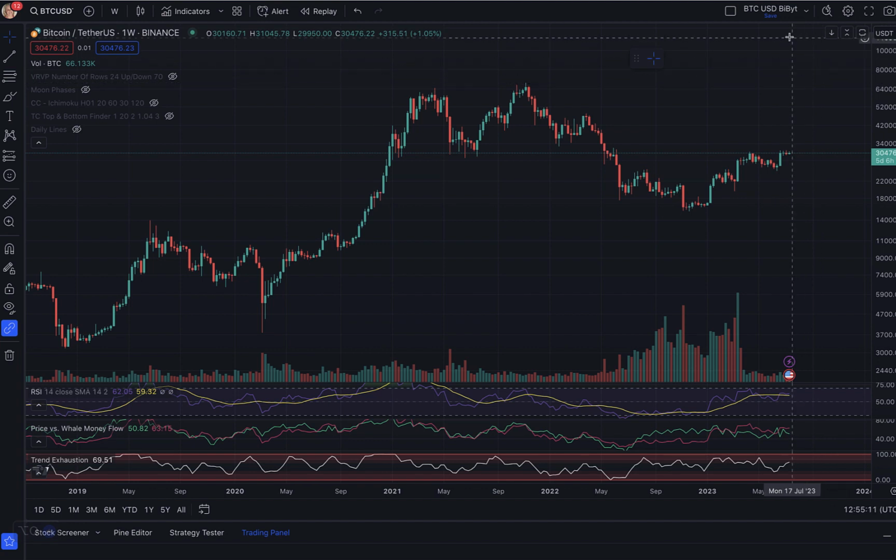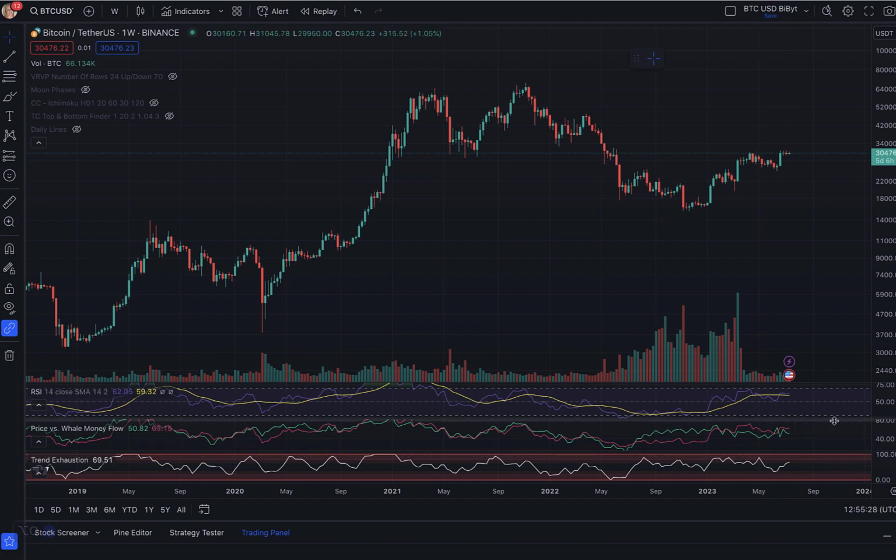I am on the weekly. I'm looking at Binance as the data source that I'm putting in. I've got my RSI down the bottom here. I've got my whale versus money flow, and I have got my trend reversal indicators. These are paid indicators, and I'll talk to you a little bit more about them.